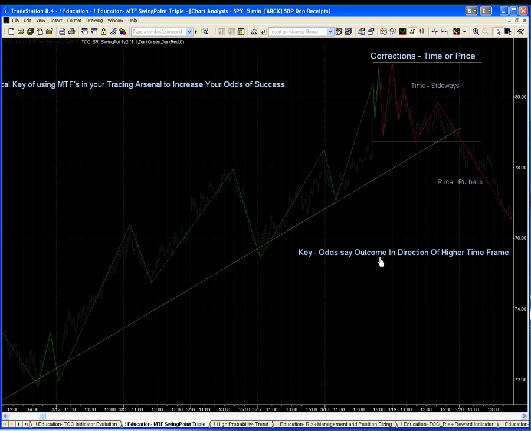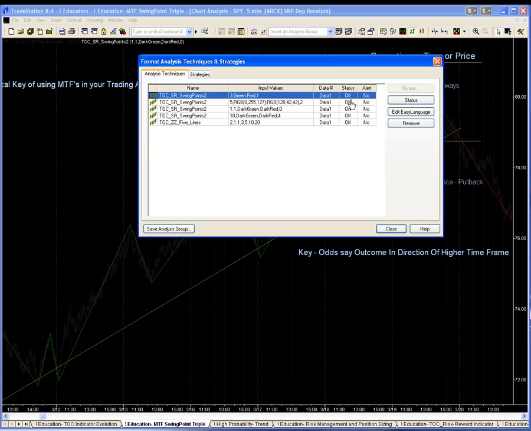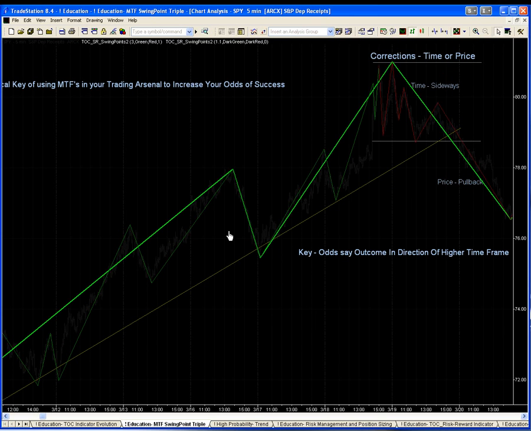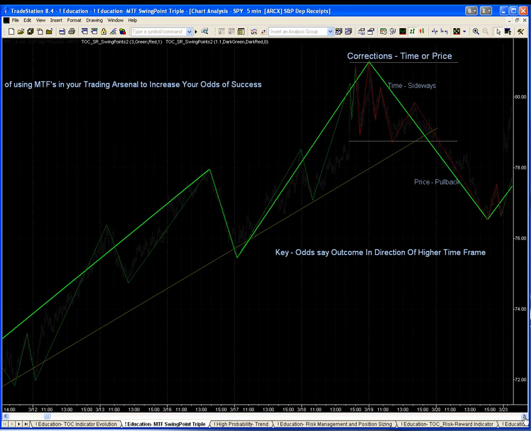Well, the key is knowing what the next higher time frame is. Well, let's show you what that next higher time frame is. We'll go to our next higher time frame and turn it on. Well, guess what? Now we see the next higher time frame is still in a long. So we decide to make an entry here. That's a very low risk entry.